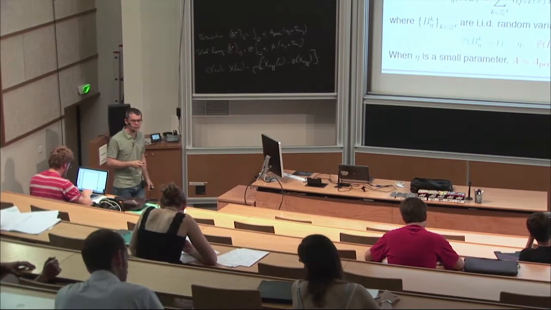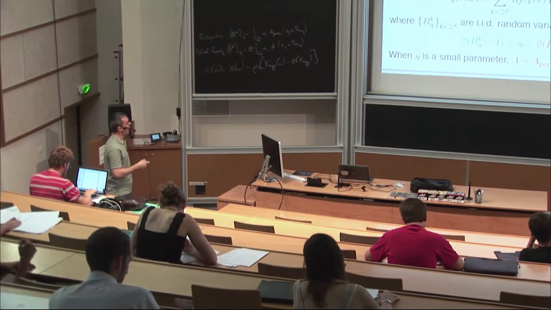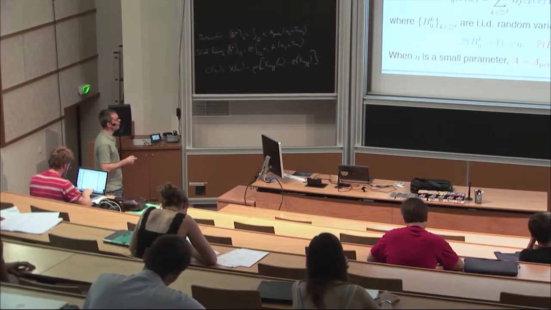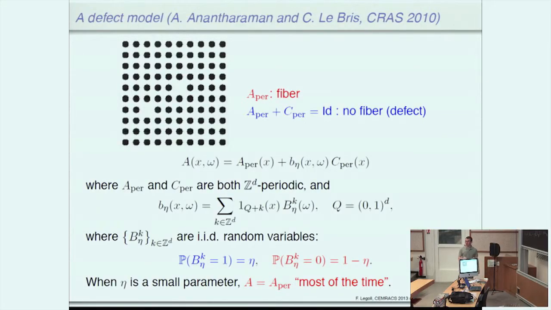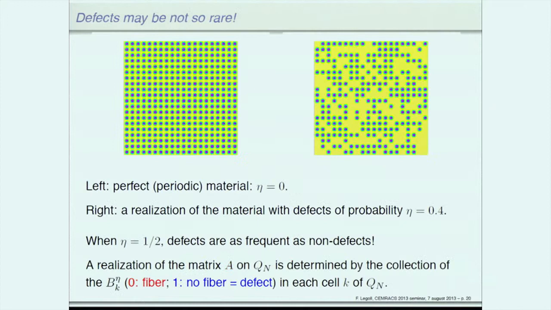And it's a rare defect in the sense that I delete very rarely, in the sense that the probability that this guy is equal to 1 is small. It's an eta parameter, which is a small parameter. Okay? So very rarely I decide to remove the fiber. Okay? So here is a picture of the perfect material. Eta is equal to 0. I remove no fiber. And here is a picture of the material where eta is 0.4. Okay, so I almost delete half of the fibers, so that it's not a defect anymore.